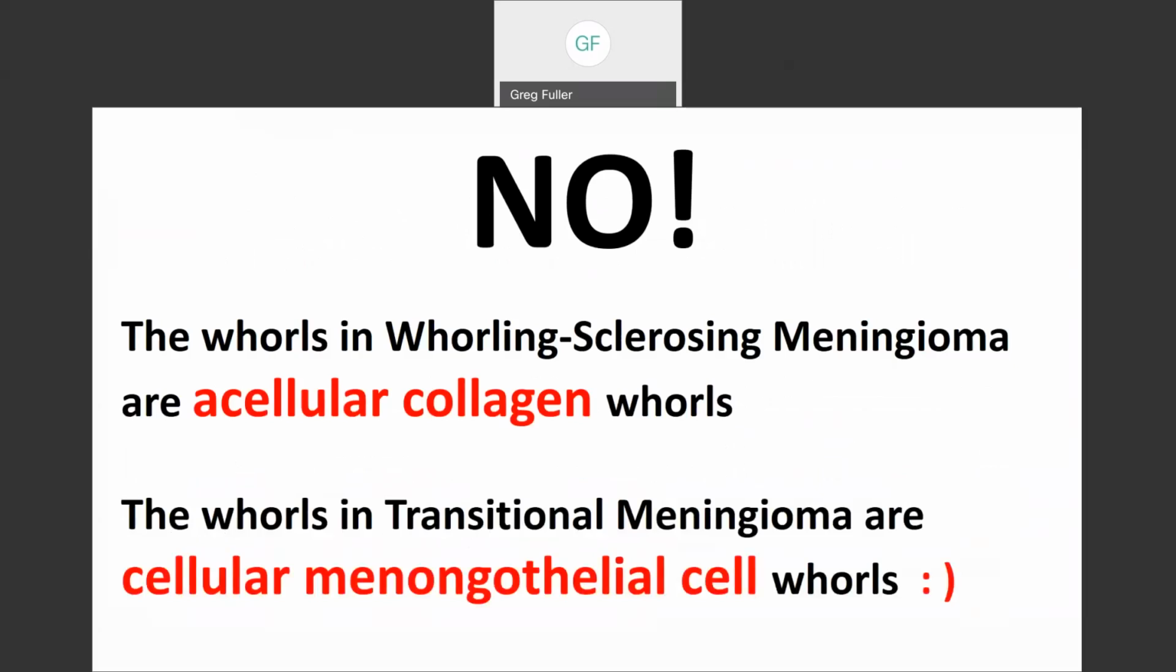No, the whorls, again, this is to reemphasize the point. The whorls in whirling sclerosing meningioma are acellular collagen whorls. The whorls in transitional meningioma are cellular meningothelial whorls. Acellular collagen whorls of whirling sclerosing variant of clear cell meningioma can develop tyrosine-rich petalloid crystals. Cellular meningothelial whorls can develop psammoma bodies in their center.